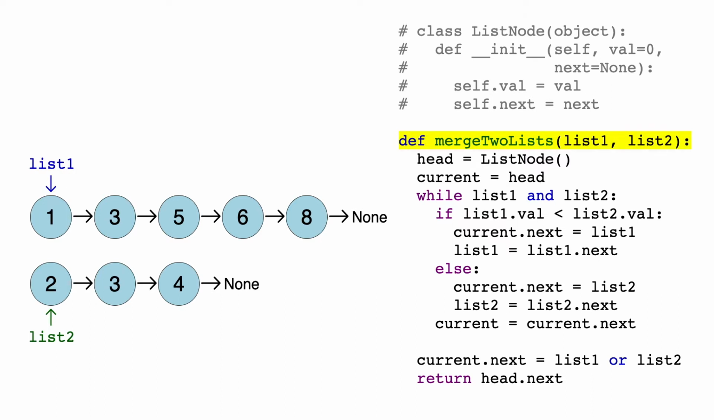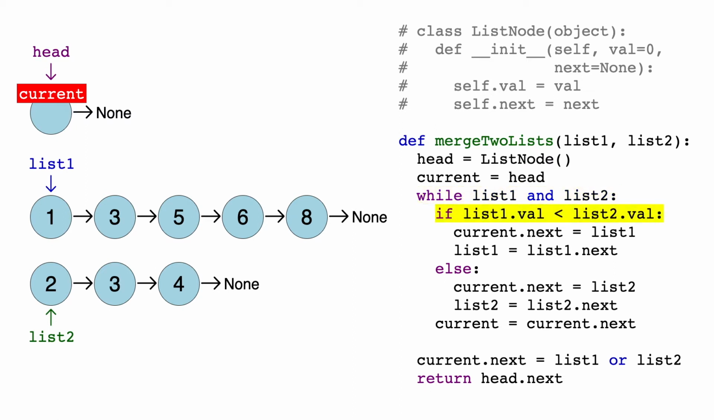The first thing we'll do is create a new node to start building our answer, and we'll call it head. Then we'll create a pointer called current, which I'll represent with this big red block here, and we'll point it to head. Then we'll enter a loop that says while list 1 and list 2. In other words, while list 1 and list 2 both are not none. Both of them point to a node right now, so we'll enter the loop.